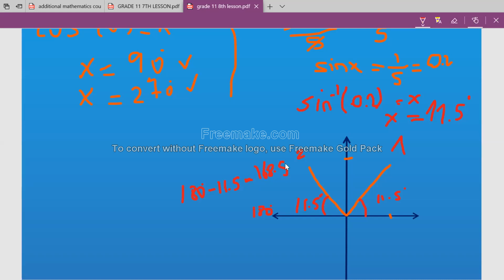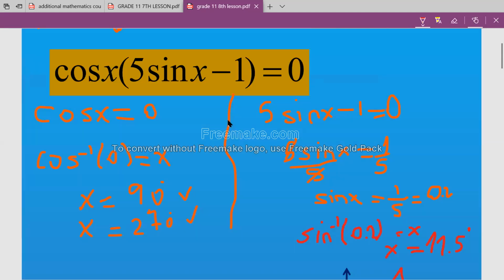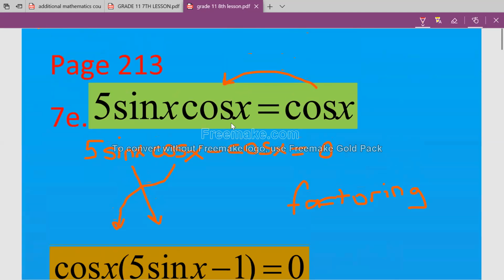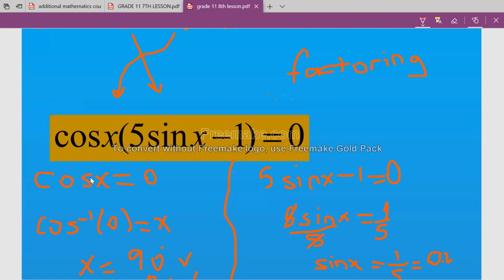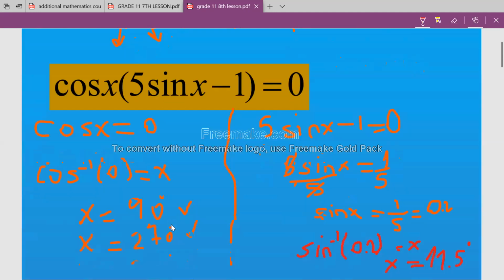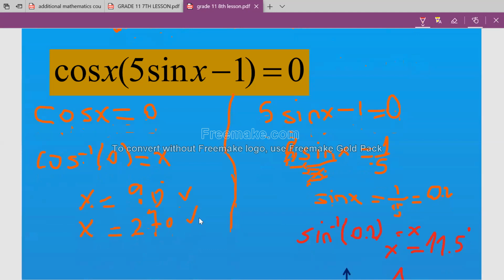168.5 degrees. So for this question, you have four different solutions. First, we applied factoring, and when we factor it, we have cosine x equals 0 and 5 sine x minus 1 equals 0. So inverse cosine of 0 gives 90 and 270 degrees, and they are between 0 and 360 degrees. And for the second, when you isolate the sine x function, sine x equals 0.2.